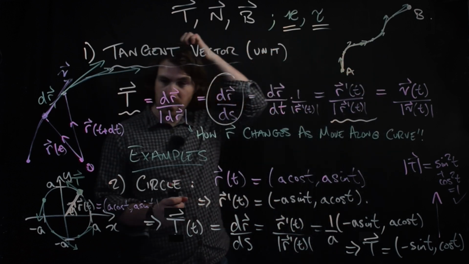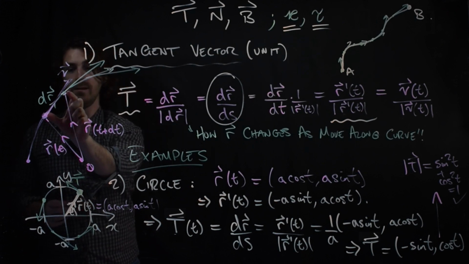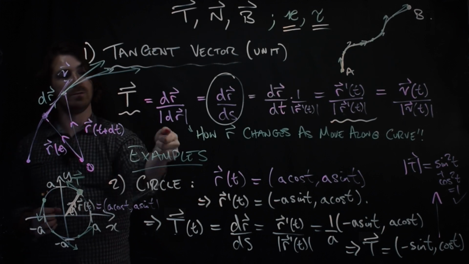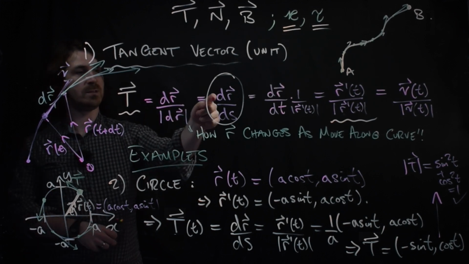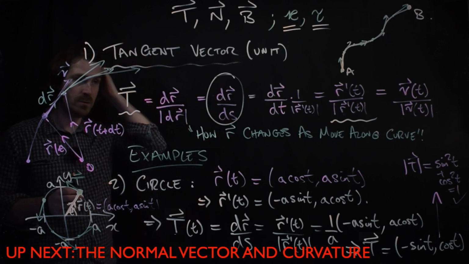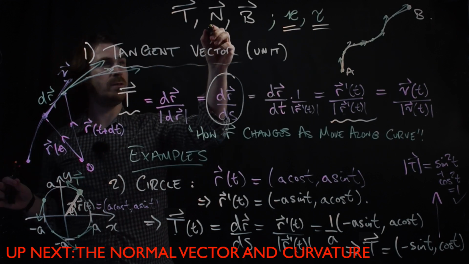Hopefully that's clear. The tangent vector is just this little dr vector, but a unit version of it. So it's dr by ds, t equals dr by ds. So burn that into your mind. Next up we'll look at the normal vector.